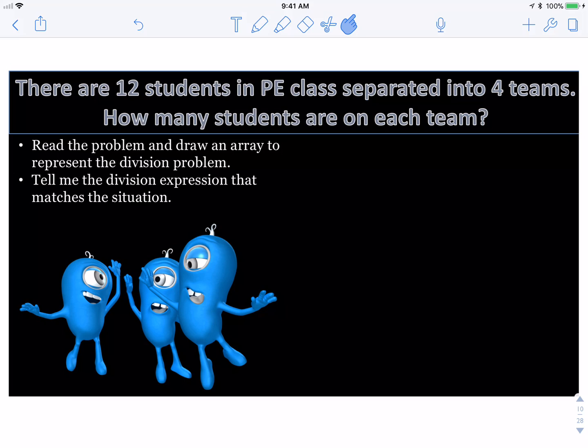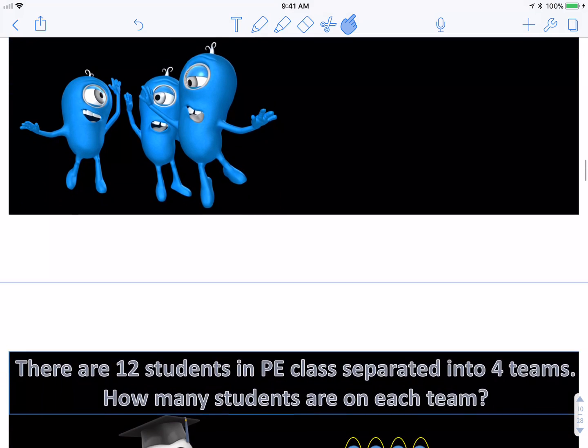There are 12 students in PE class, separated into 4 teams. How many students are on each team? Read the prompt and draw an array to represent the division problem. Tell me the division expression that matches the situation.